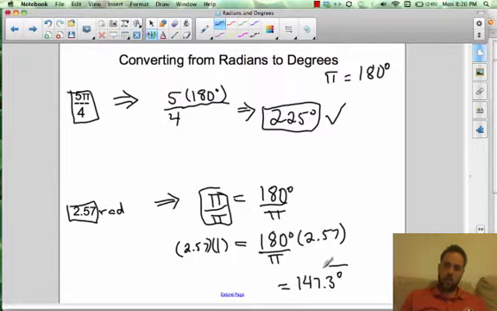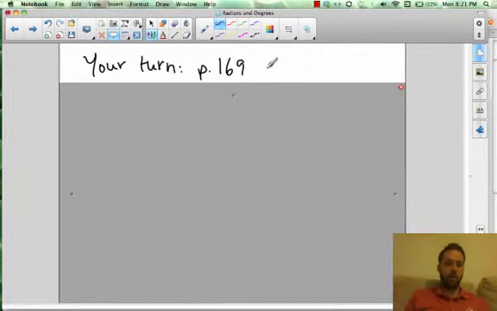147.3 degrees. So what I would like you to do next is pause the video and turn to page 169 in your textbook, and try the your turn at the bottom of the page. There are 4 quick conversions that you can do, and when you are done you can turn the video back on and I will show you the solutions to those your turn problems, so you can check your answers to see if you've done them correctly. Okay, so pause your video now.